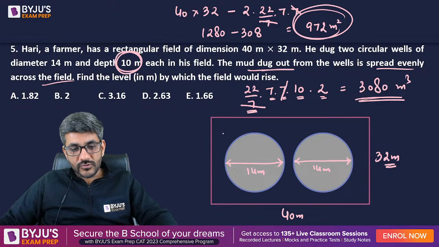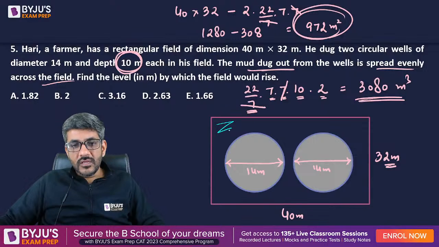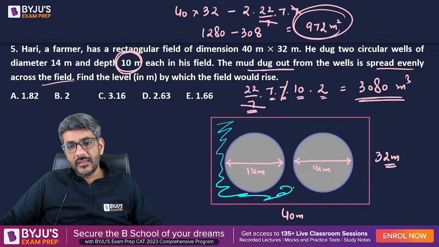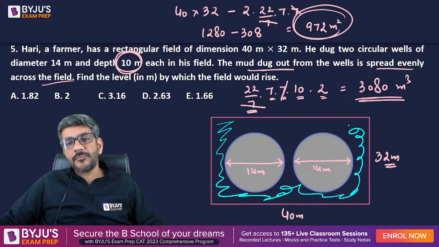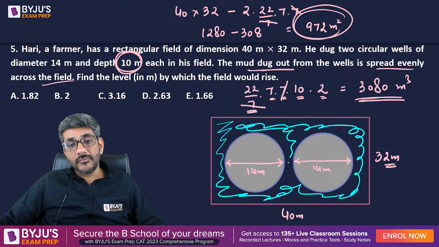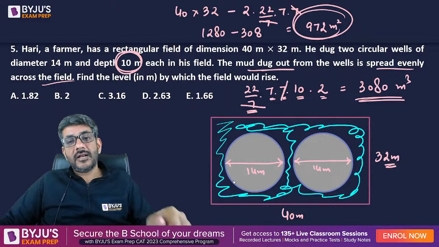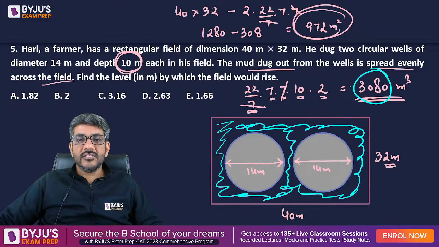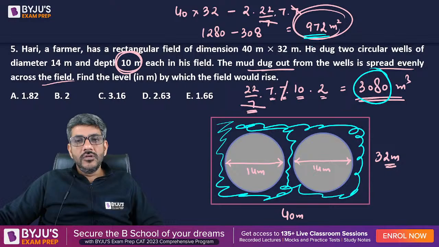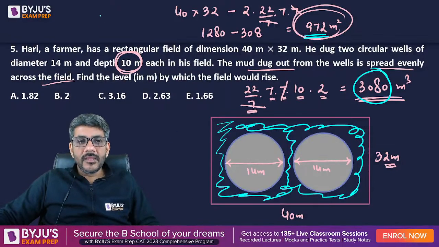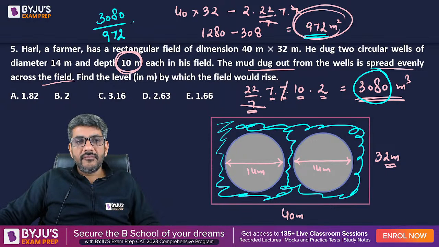If I show it to you, 972 is actually this whole area, and on this area you have to spread this dug mud. ये जितना area बच गया है ना, this is 972. On that we have to spread this mud. The mud is 3080 and the area is 972. So till what height would it go? The total is 3080 and 972 से इसको मैं divide कर देता हूँ. It is 3 point something.